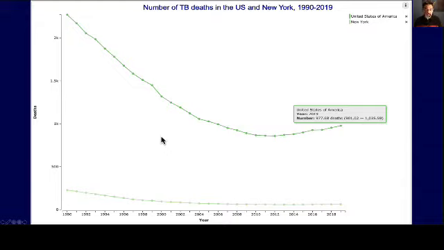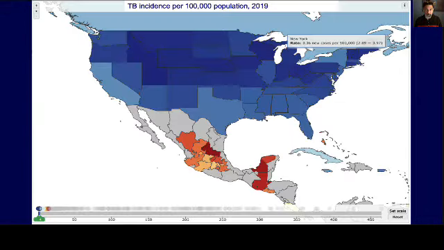But since TB is a public health problem that is really managed and controlled by public health practice, it's not something that can be done really without it. When resources go away for TB programs, and health systems become weakened, we begin to see increases in TB incidence and TB deaths.